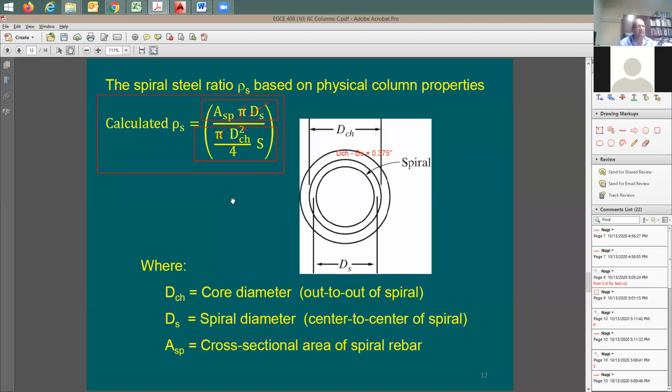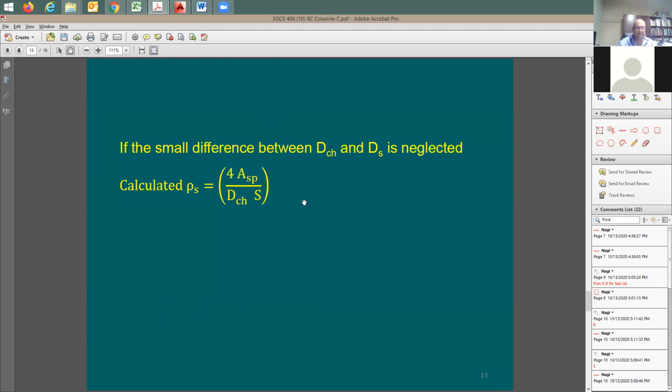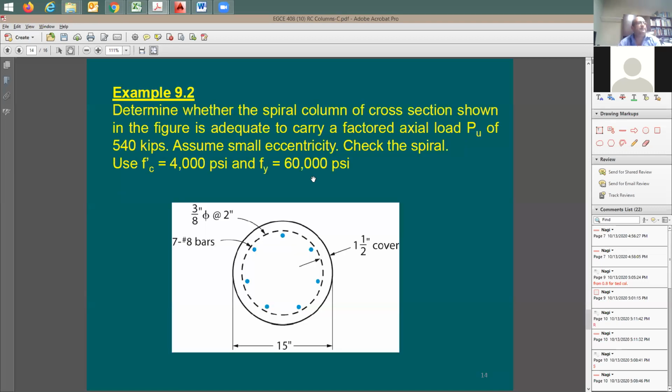Much simpler, isn't it? You don't want to do this. So please don't use this equation. This equation is just for your information, to understand where it's coming from. It's going to be as simple as this. Any questions? You're good? No questions? All right.